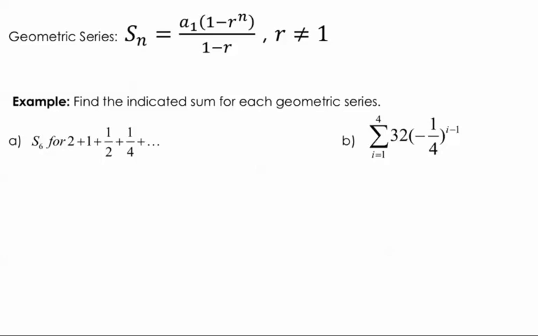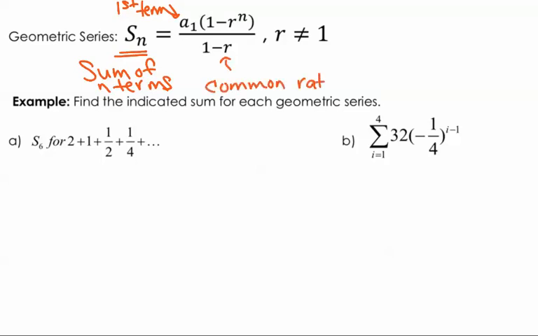So you've seen these variables before. This s sub n is the sum of n terms. That's what that s sub n means. A1, that's your first term. That has not changed. That's consistent with everything we've done. R is your common ratio. And remember from the previous lesson that R cannot be 1. It has to be either greater than or less than 1. And then N is strictly the number of terms.